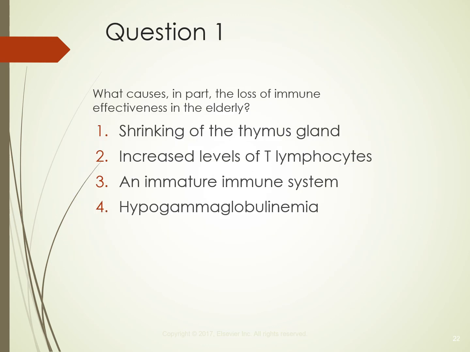Question: what causes in part the loss of immune effectiveness in the elderly? Shrinking of the thymus gland, increased levels of T lymphocytes, an immature immune system, or hypogammaglobulinemia? And you should have answered shrinking of the thymus gland.